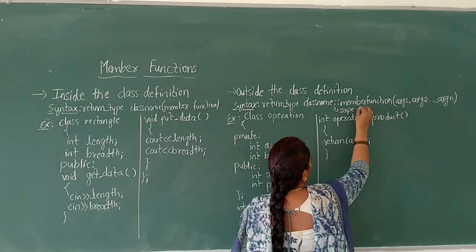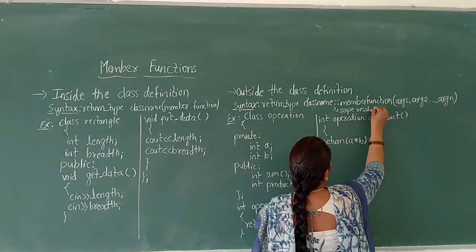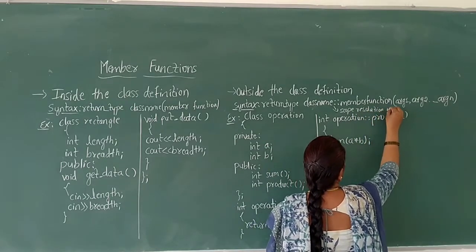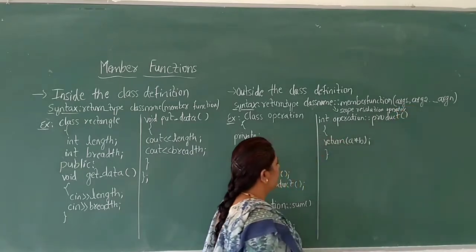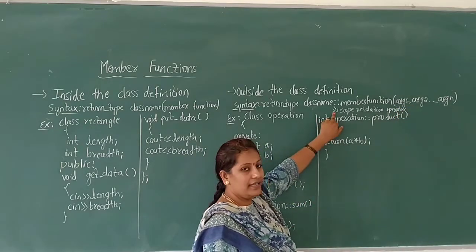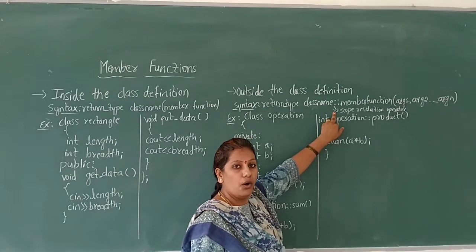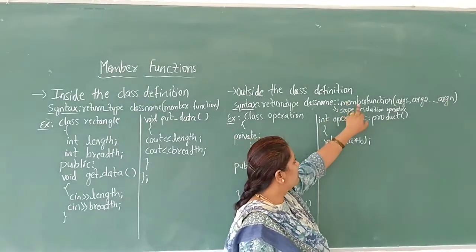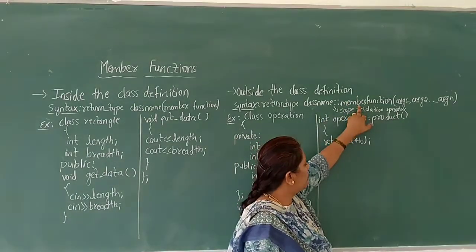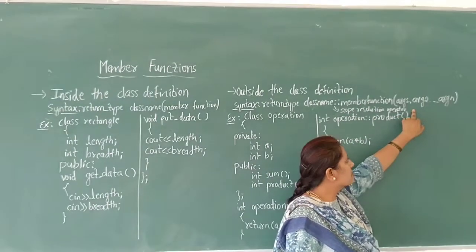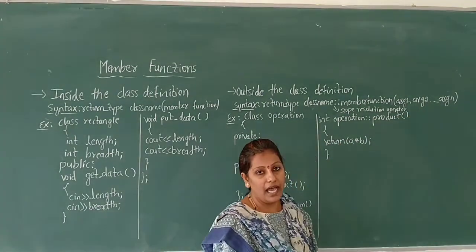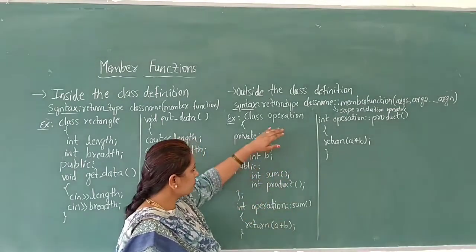Scope resolution operator. This operator defines a member function outside the class. Then we include the member function name, then within the braces the arguments are declared.